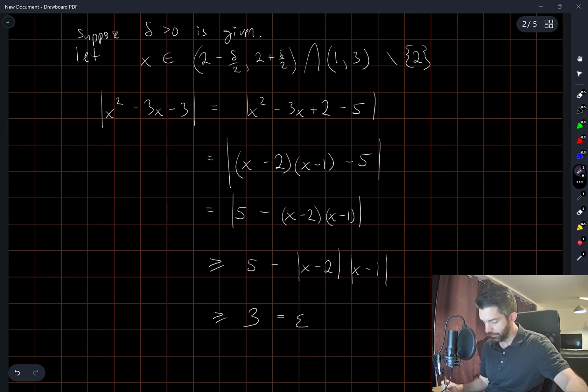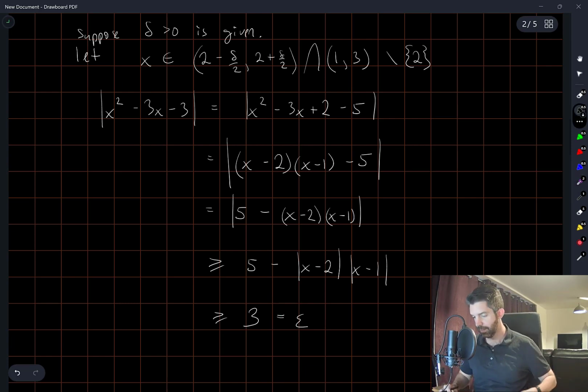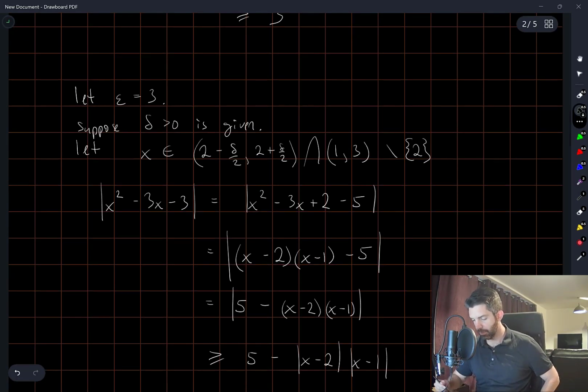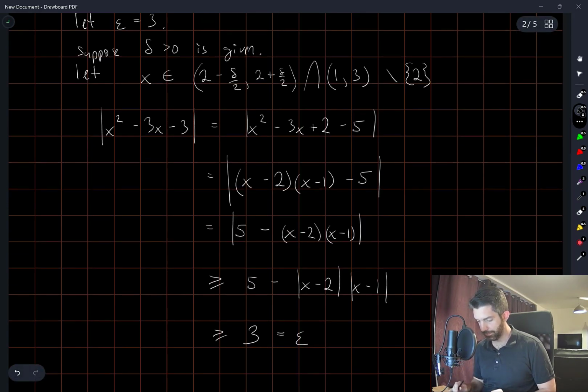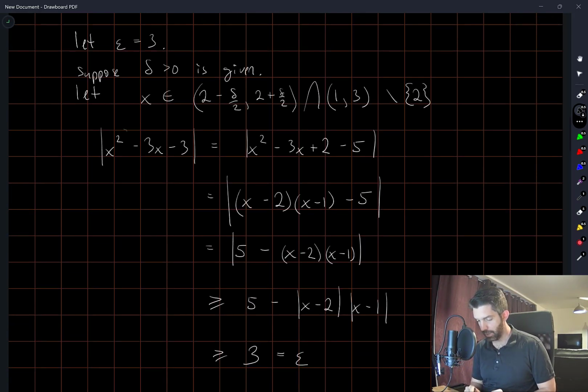Okay. So I ended up working out that this thing is greater than or equal to one particular value of epsilon. It doesn't matter how delta is chosen, there will be a value of x which has our function far away from the proposed value of the limit.